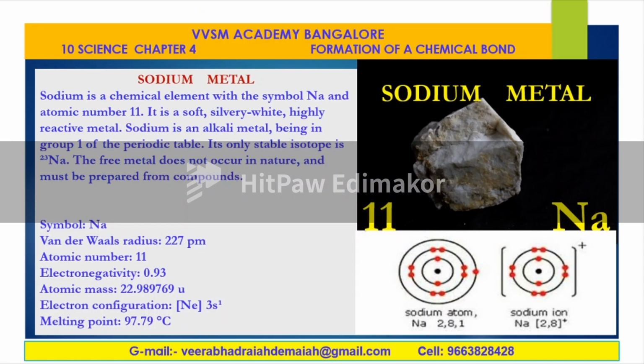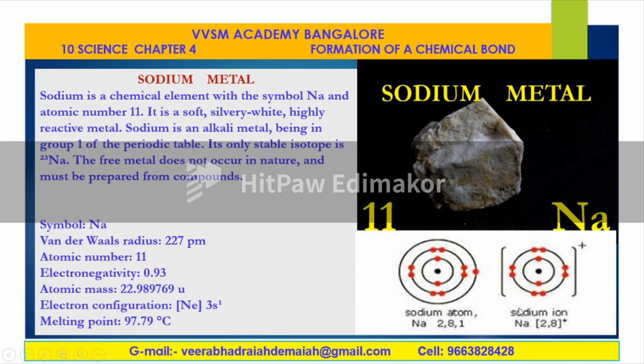Well, sodium metal. Sodium is a chemical element with the symbol Na and atomic number 11, van der Waals radius 227 picometer, and all those things. This is sodium metal, my dear friends, having atomic number 11. This is the electronic configuration of sodium: 2, 8, 1.